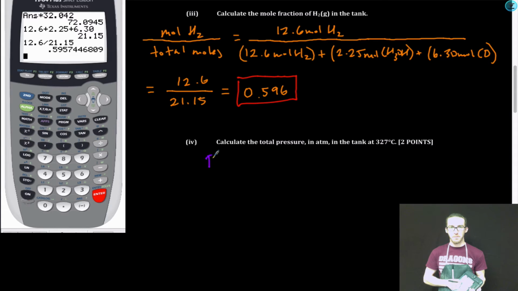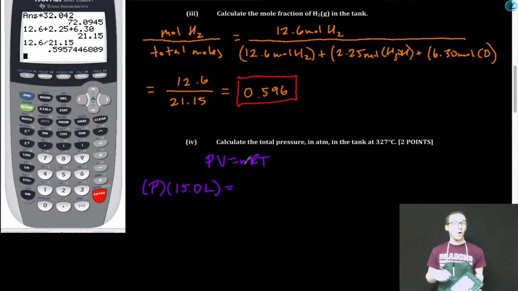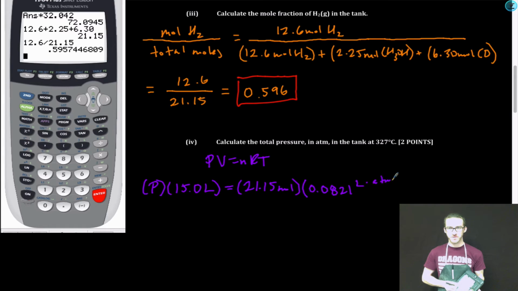Oh man, I'm feeling some PV=nRT coming on. Boom. We're looking for our total pressure P. We know the total volume in our rigid container, 15.0 liters. Our total number of moles of gas in the container, 21.15. I'm pulling this value from what we just calculated in part III. I'm going to multiply that by the gas constant used for atmospheres, 0.0821 liters times atmospheres per mole Kelvin, times my temperature in Celsius, 327 plus 273, 600 Kelvin.